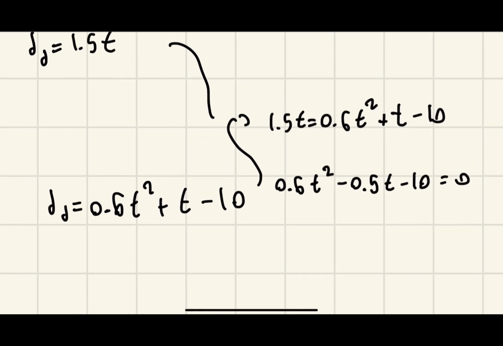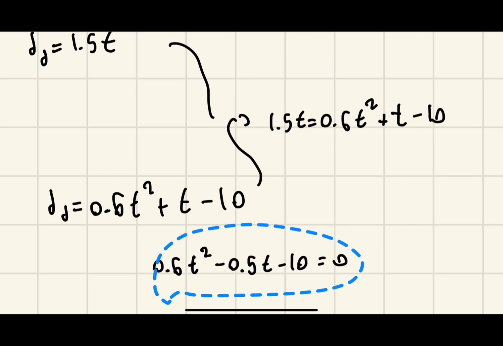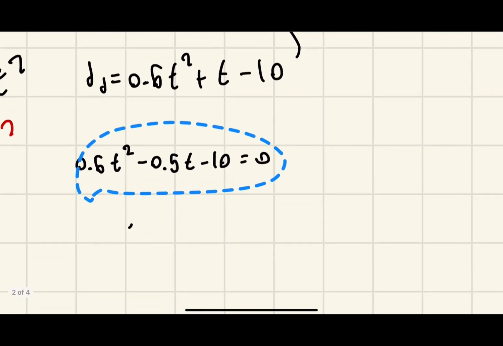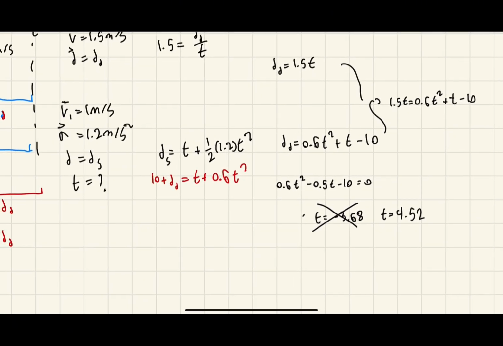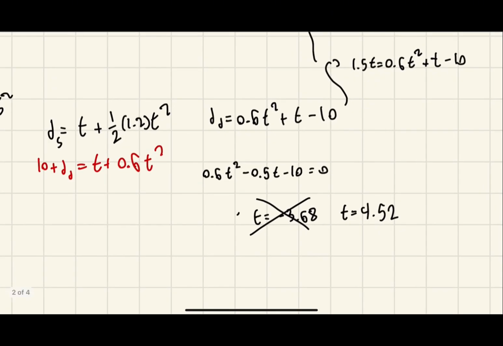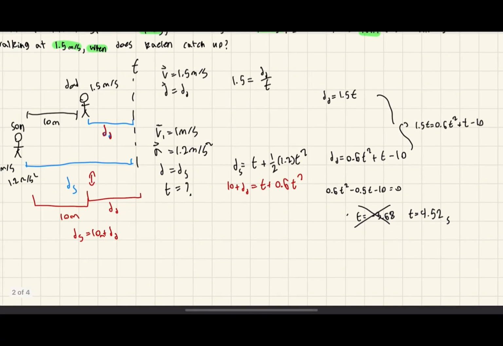So now we're left with a quadratic equation. So obviously, what are our steps here? We can just plug this into the quadratic equation, and that should provide us with an answer of t is equal to negative 3.68, or t is equal to 4.52. And we know that obviously it's not going to be a negative time, so we know that they're going to meet up at a time of 4.52 seconds.